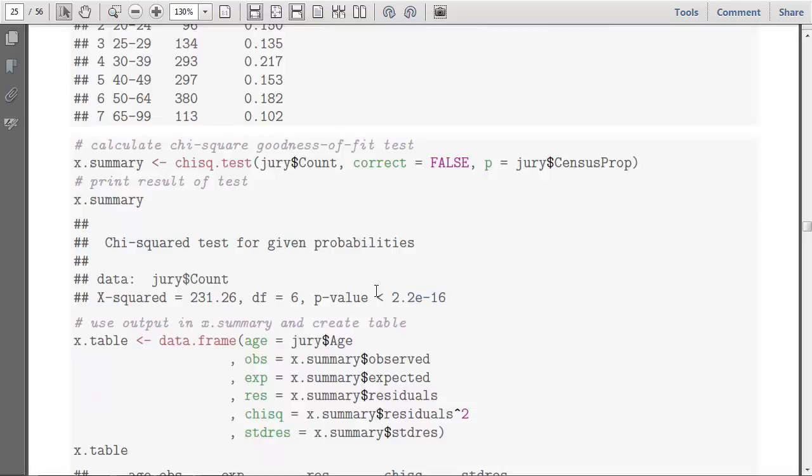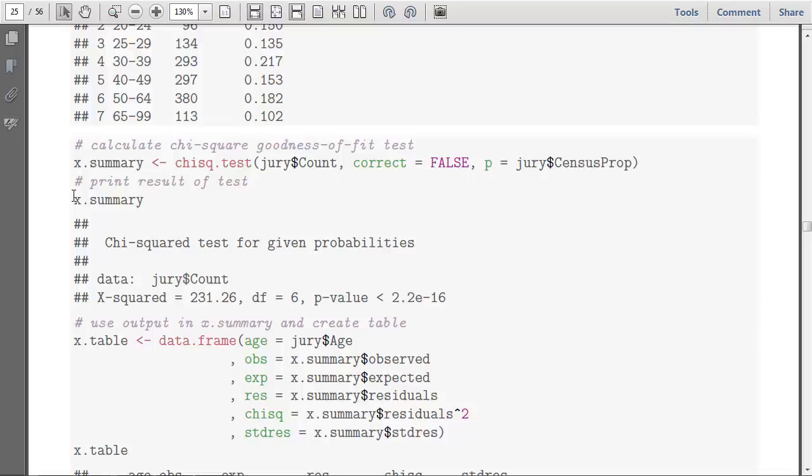And this is as small a p-value as will be reported in R. It says the p-value is less than 2 times 10 to the negative 16. So this is a decimal point followed by 15 zeros and then a 2 at the most. So we have major evidence of differences here.